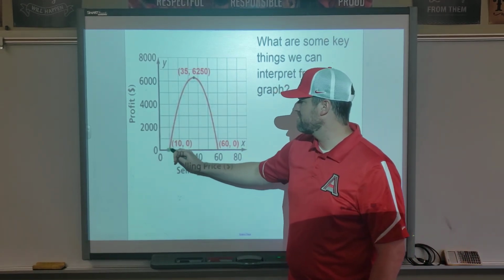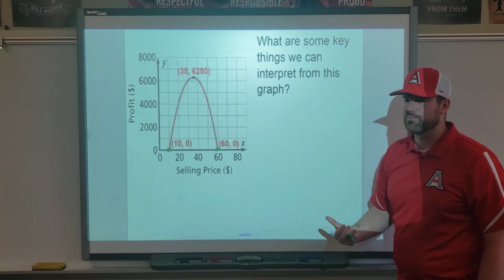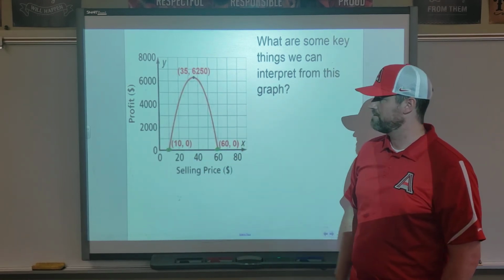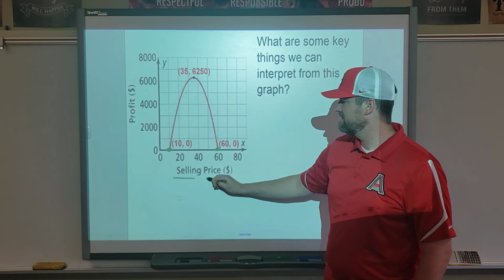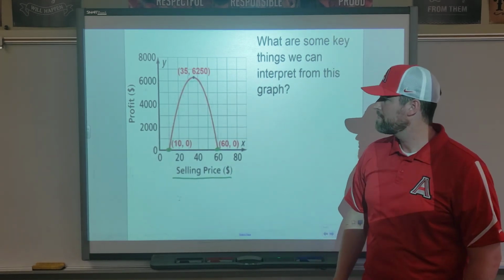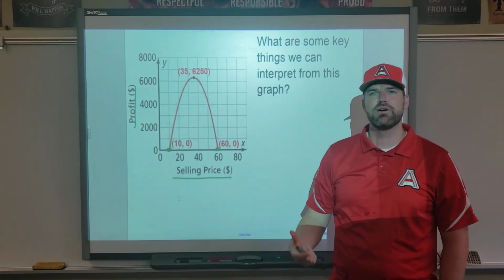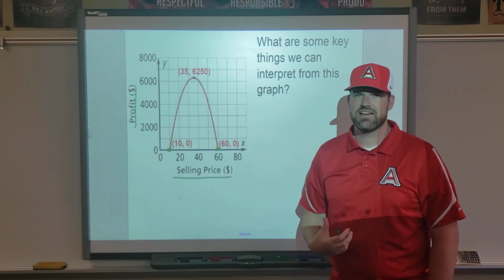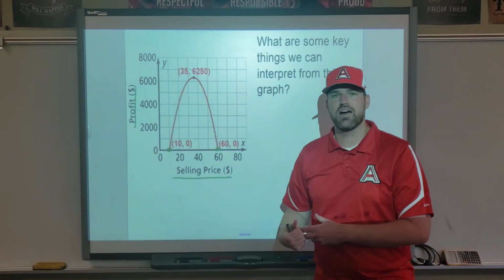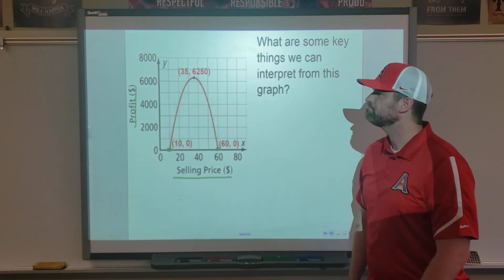But the x-intercepts, let me actually go back to this. What are some key things we can interpret? Well, the x-intercepts are (10, 0) and (60, 0). My x is representing the selling price of the item, so how much we're going to sell it for as a company. And then the y-axis is representing our projected profit. How much money are we actually going to make as a company? Not how much are we going to sell it for, but once we take away the cost of doing business, how much money do we actually get to keep? What is our net profit?